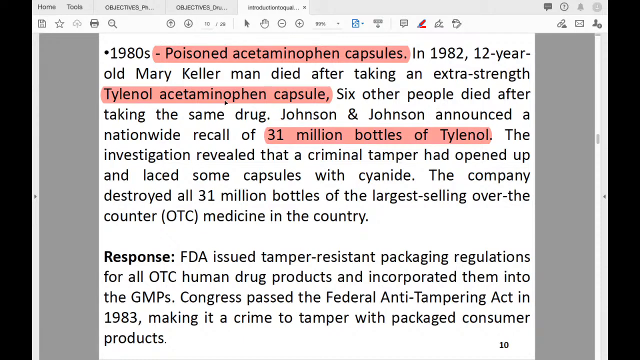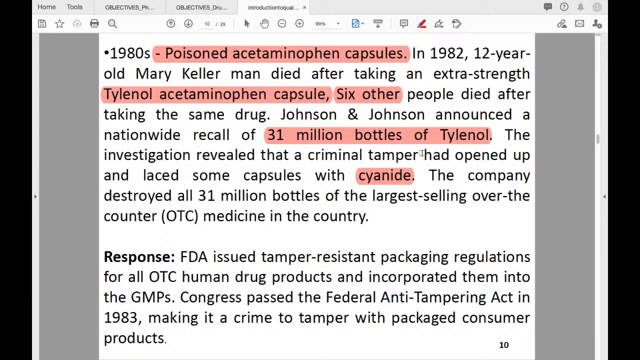This Tylenol acetaminophen capsule was taken to have an extra strength in the body, but this was not good enough for them. So at 12 years old, Mary Kellerman died because of that, and even 6 other people. Johnson & Johnson removed these bottles from all over the world, and the investigation revealed that a criminal tamperer had opened and laced some capsules with cyanide.